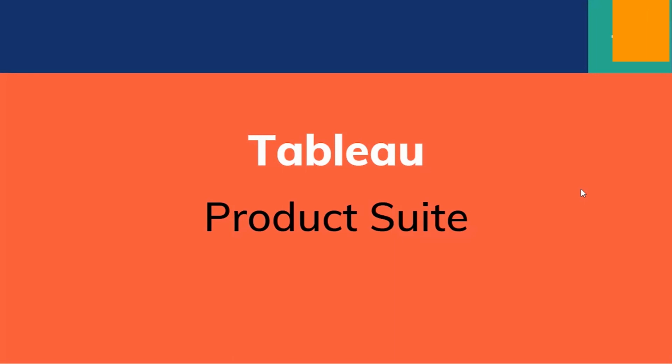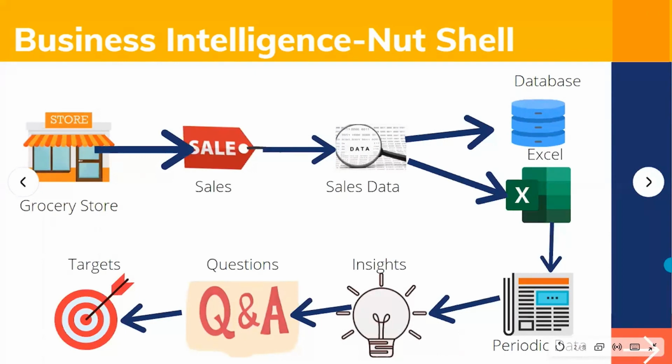So let's try to understand what exactly is there in the product suite with again a very interesting example. I just wanted to give you a nutshell of what is the meaning of business intelligence. The simplest example that I have taken is that assume that you're running a grocery store, and of course there will be some kind of sales happening on a daily basis.